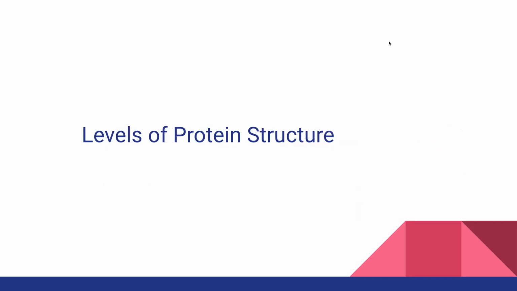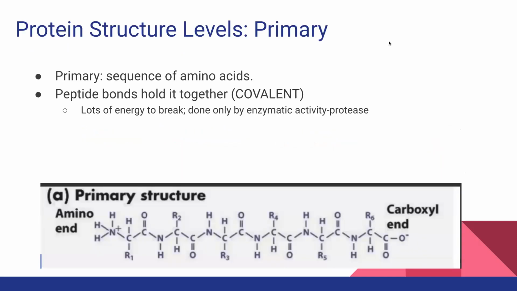Okay, so let's move along to the protein structure levels. So we have primary structure. Primary is the sequence of amino acids of a protein, and peptide bonds are the ones that are going to be holding it together. This process requires a lot of energy, and you can only get that done via enzymatic activity. So primary structure, just the sequence of amino acids. Any questions so far? No?